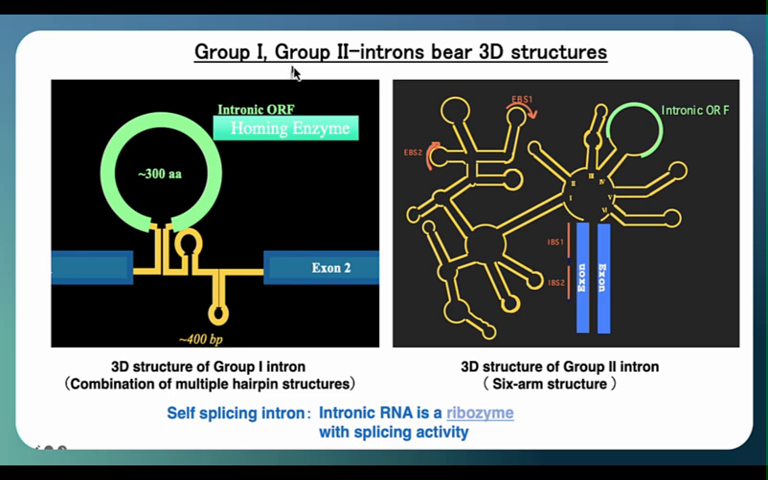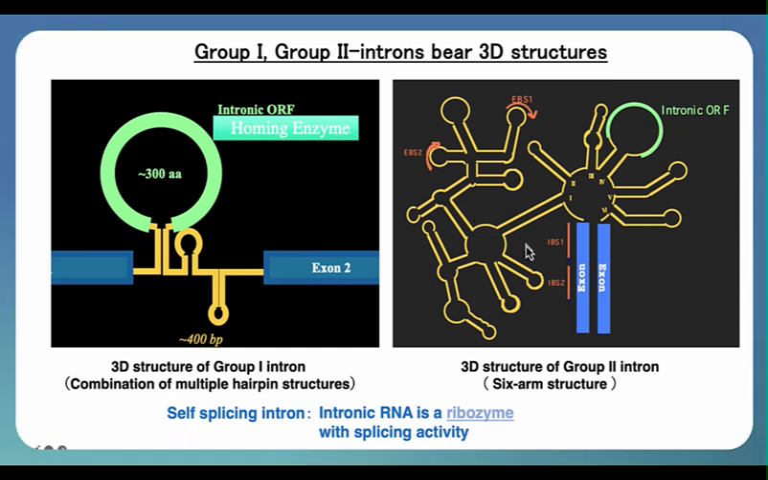Group I and Group II introns form distinctive three-dimensional structures, unlike the introns excised by spliceosomes in eukaryotes, which lack special structural features. Group I introns consist of several hairpin structures combined. The number of hairpins varies. A notable characteristic is the presence of an open reading frame within one of the hairpin loops, referred to as an intronic open reading frame. This ORF typically encodes a protein with homing endonuclease activity.